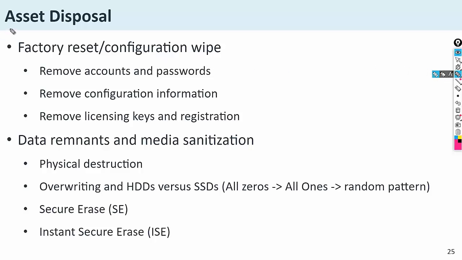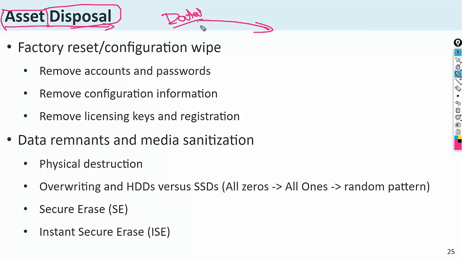Most important is asset disposal. It is very important. When the life cycle or age of an asset has been completed, most organizations do not dispose of assets properly. For example, you have some data inside your hard disk. You just pull out the hard disk and throw it in the garbage. But you should not do that.